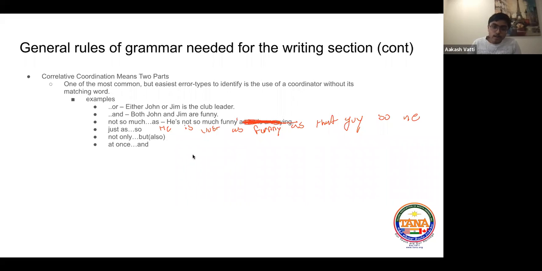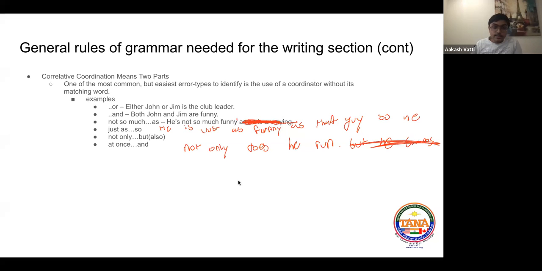Not only, but. So a sentence example of this would be: not only does he run, but he swims as well. If you just take out the "but he swims," not only does he run, but you're also implying that there's something else that he can do, but you just don't have anything else. You can identify that's an error if you don't have, I guess, the "but" or an "also."